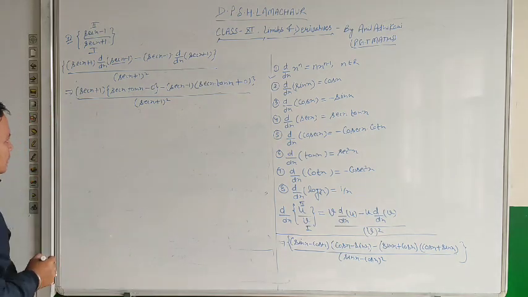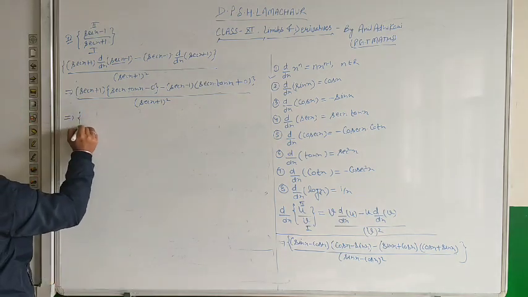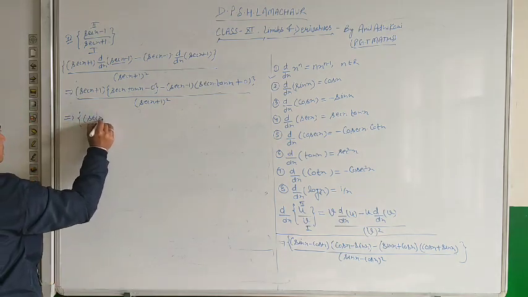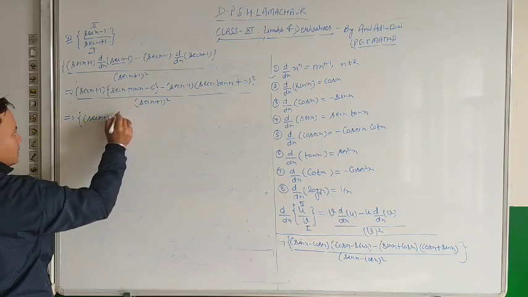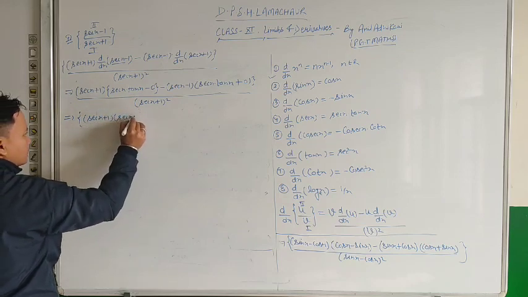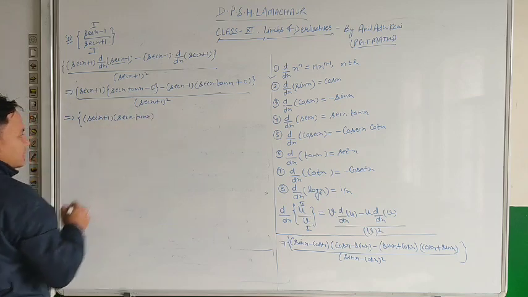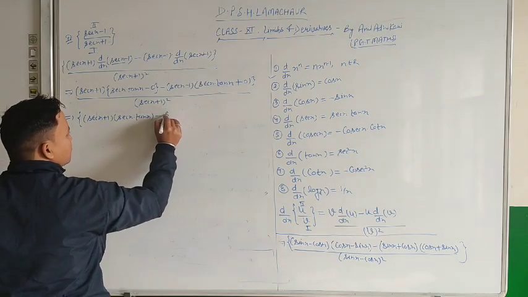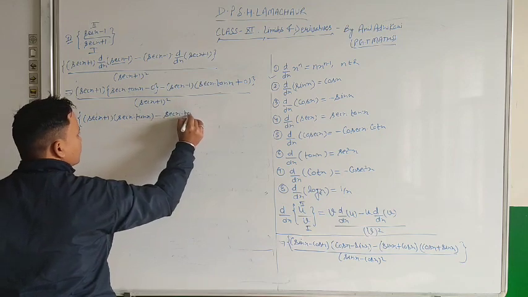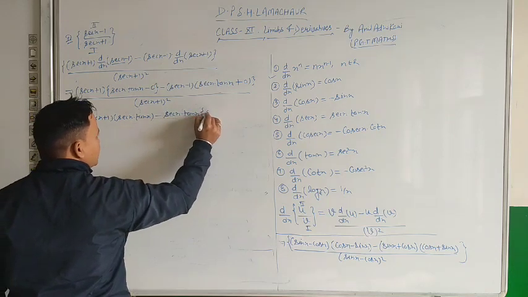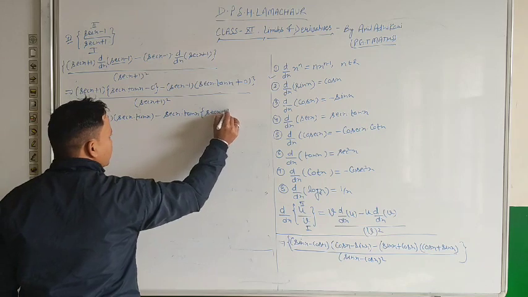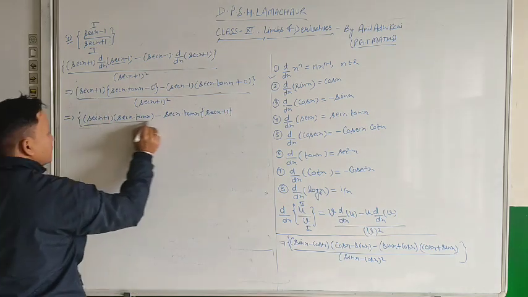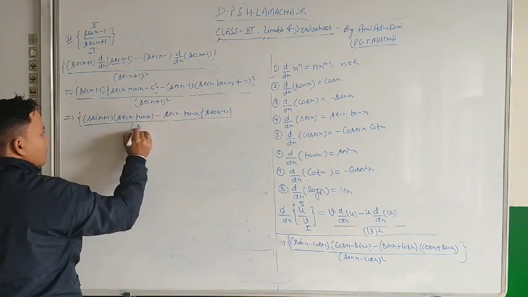Okay, now simplify it. So sec x plus 1 and here sec x into tan x, and here minus sec x into tan x and within bracket sec x minus 1, divided by sec x plus 1 whole square.